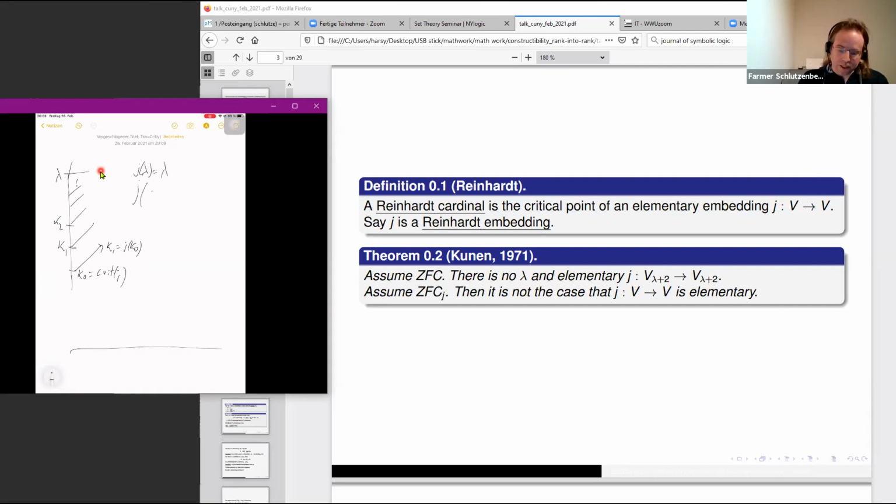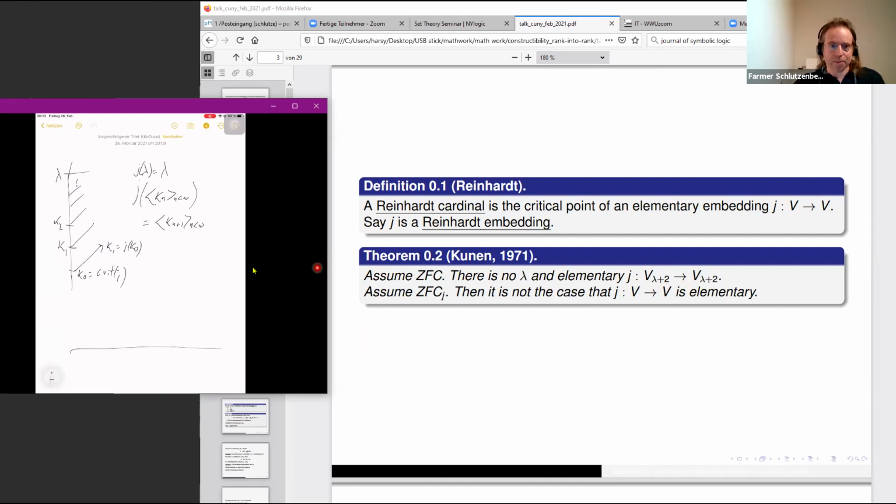So looking at the sequence of kappa n's, n less than omega, and applying J, this is the same sequence except shifted up by 1, so that's kappa n plus 1, n less than omega. And so by elementarity you fix the sup, and so we get J of lambda equals lambda. And so that gives us then lambda plus 1 and 2 are fixed, and so you get the restriction as an elementary embedding here.